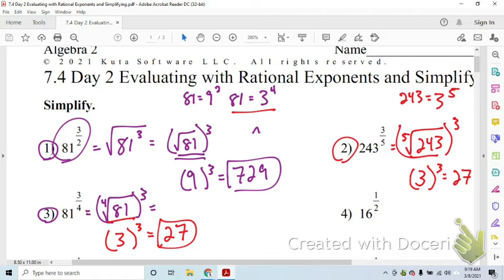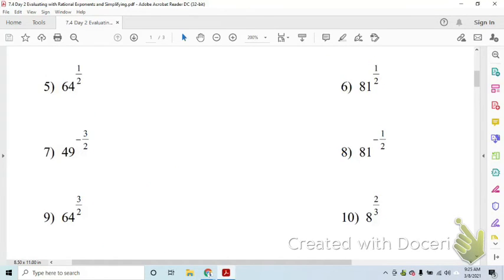Not bad. Now, on number 4, this is basically just saying the square root of 16, and you should know by now that that is 4. All right, dropping it down here, I'm going to leave you guys with number 5 and 6 to do, because it's just square roots. Those should be fine.